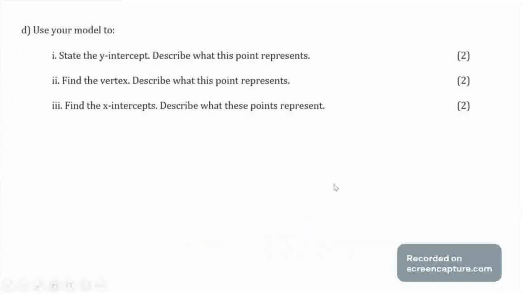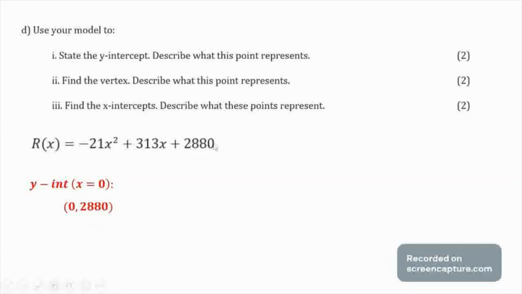Great. So now it says take your model, which is this one we created, the revenue model, and state the y-intercept. We know this is a quadratic in standard form, so the y-intercept is actually when x equals 0. Okay, when x is 0, that becomes 0, that becomes 0. We're left with just this number. So that's our y-intercept. And what does that y-intercept, describe what this point represents.